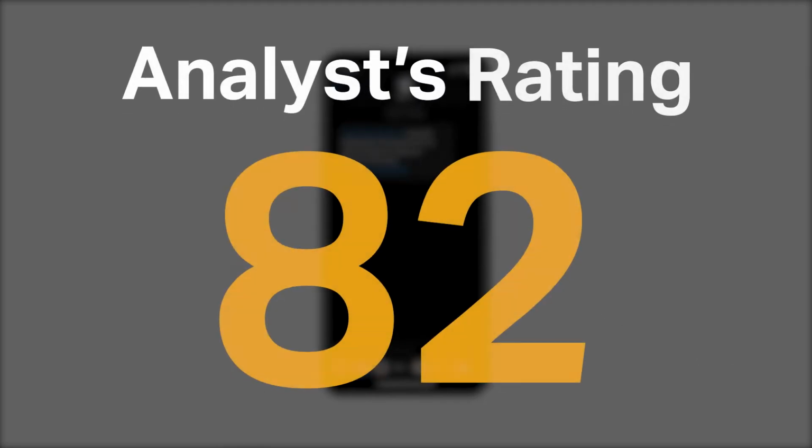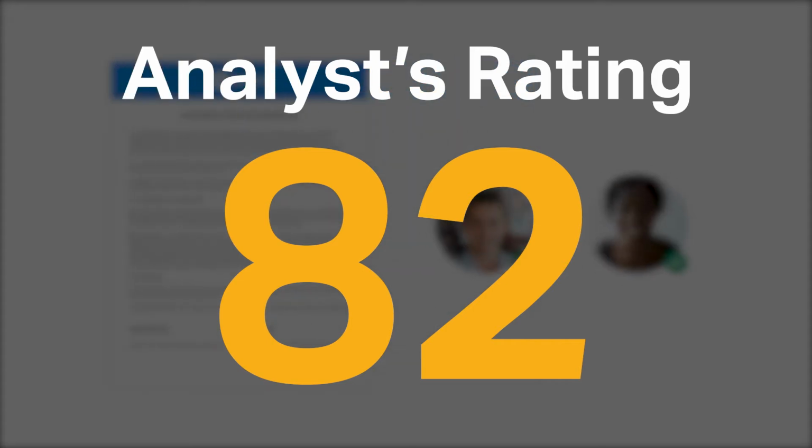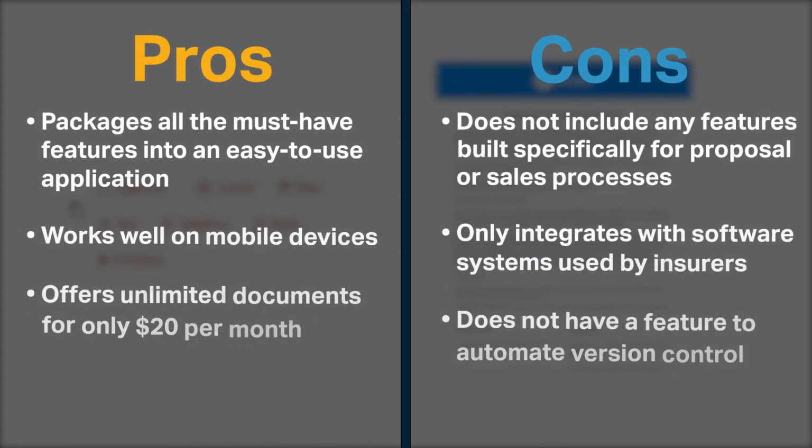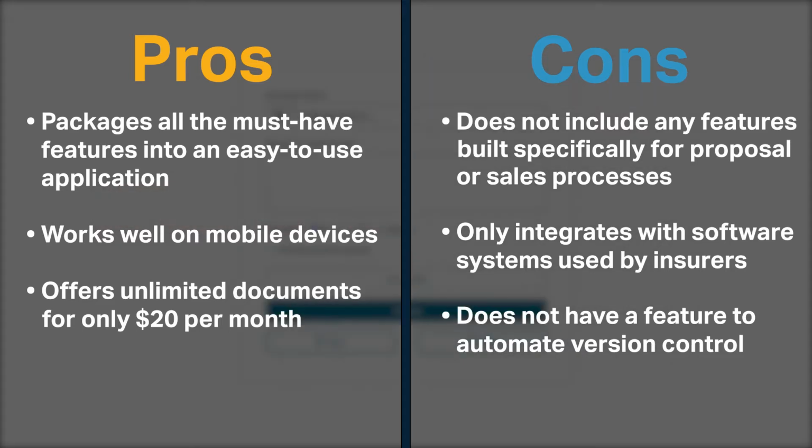Software Pundit gave Formstack Sign an analyst rating of 82 out of 100 and it is currently ranked 9th in our e-signature software category. Formstack Sign packages all of the must-have features into an easy-to-use application. It works well on mobile devices and includes the ability to send documents via SMS. Finally, you can send unlimited documents for only $20 per month.